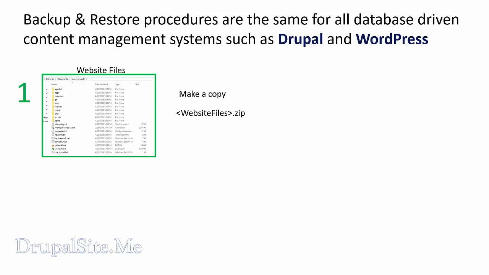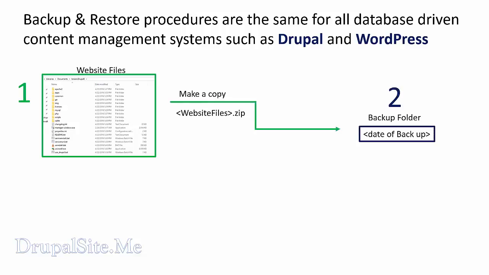First, we make a copy of the website files and compress it to save space. You don't have to compress it if you don't want to, and put it in a folder with the date information. So you create a folder and put these files in there. It can be compressed or not compressed.